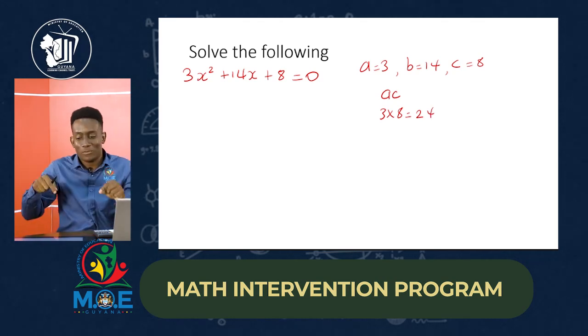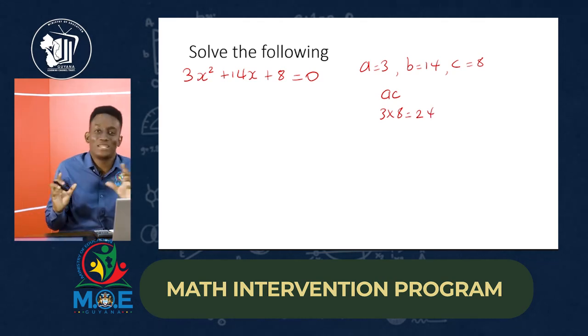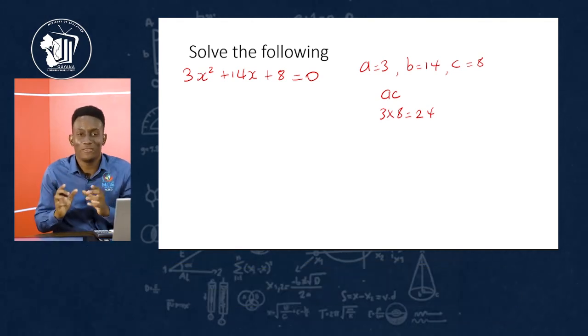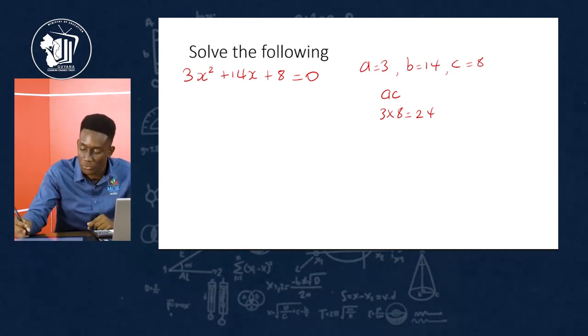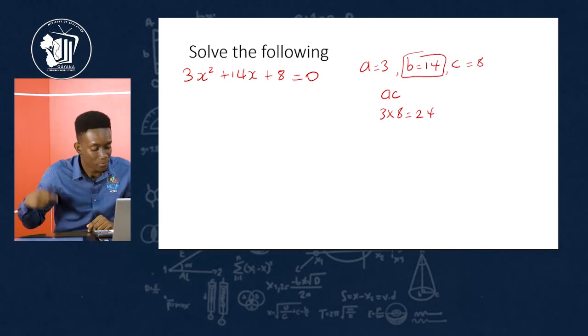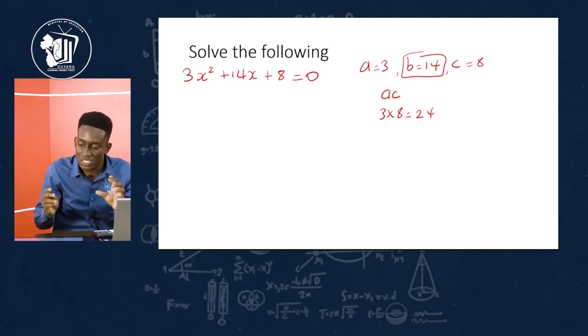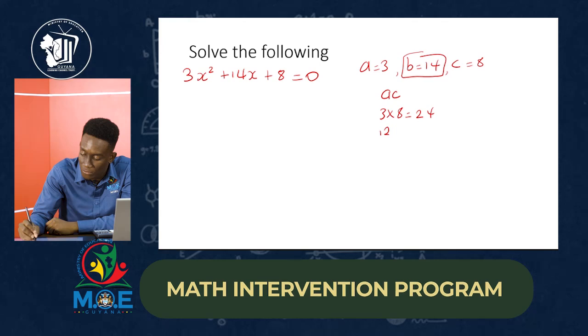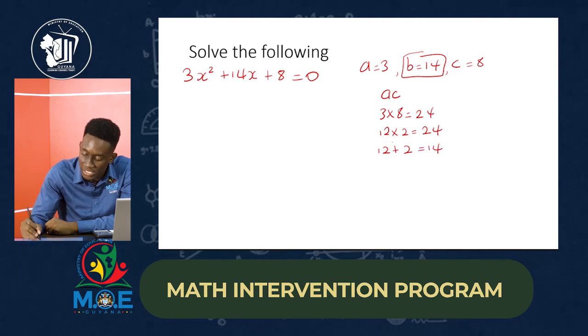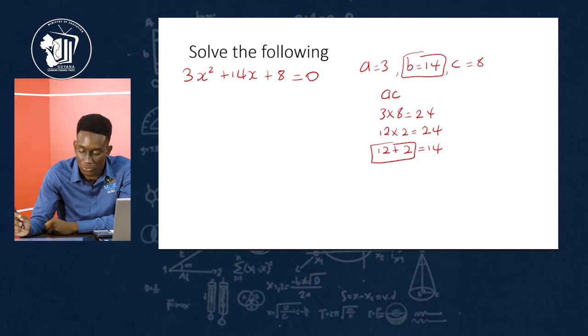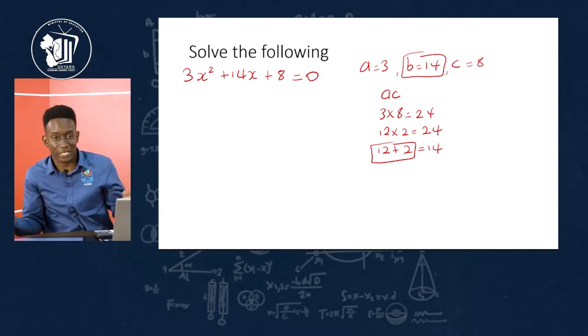And this is an important step: we want two numbers. When we multiply these two numbers, we should get 24, and when we add them, we should get the value of B, which is 14. So we think about some factors, and we see 12 multiplied by 2 gives us 24, and 12 plus 2 gives us 14. So these are the two important numbers that we will use to replace 14x.